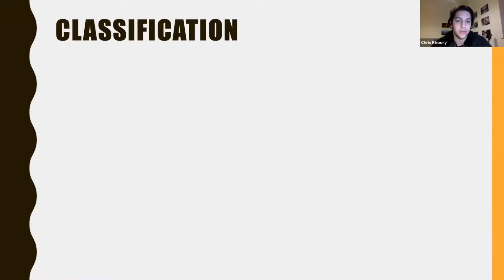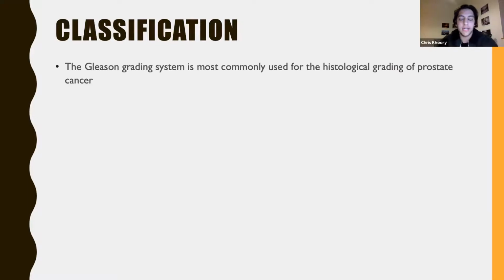Classifying prostate cancer. Does someone want to shout out the grading system used? Anybody know? Nothing in the chat, but I guess Dukes. Okay, so not Dukes. Dukes is for colorectal cancer. It's the Gleason grading system that is the most commonly used for histological grading of prostate cancer.